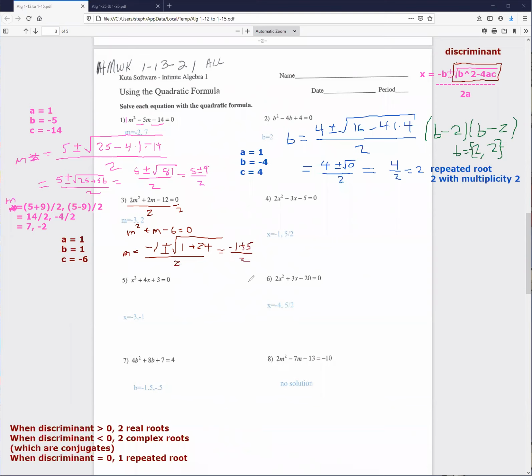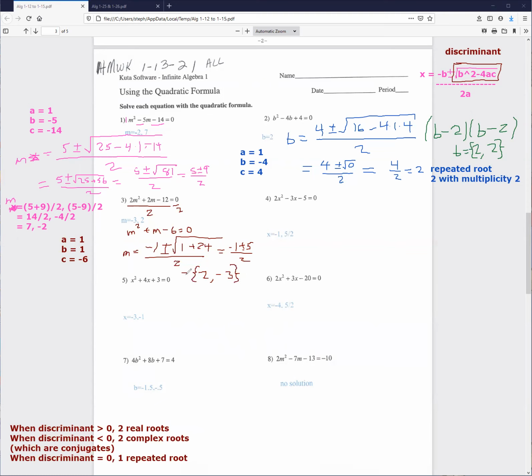And now we do need to simplify this. So if I do the plus 5 version, that's negative 1 plus 5, which is 4 over 2, so we get 2. If I do negative 1 minus 5, that's negative 6 over 2, that's negative 3. And so our solution set is 2 and negative 3.